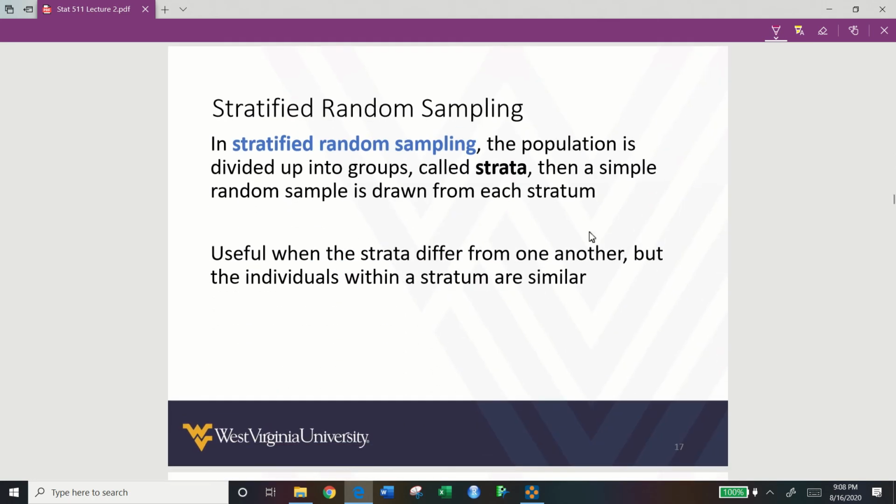Another type of sampling is called stratified random sampling. In stratified random sampling, the population is divided into groups called strata. Then a simple random sample is drawn from each stratum. This is useful when the strata differ from one another, but the individuals within a stratum are similar. So we could theoretically divide our strata by, say, classes. So we have freshmen, sophomores, juniors, seniors, and graduate students, and then pull, say, 100 random students from each class.